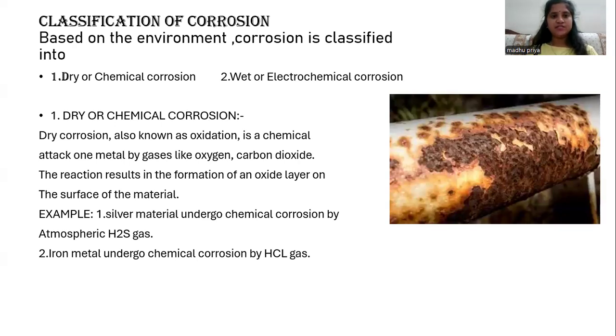Classification of corrosion. Based on the environment, corrosion is classified into first, dry or chemical corrosion, and second, wet or electrochemical corrosion. First, dry or chemical corrosion. Dry corrosion, also known as oxidation, is a chemical attack on a metal by gases like oxygen and carbon dioxide. The reaction results in the formation of an oxide layer on the surface of the material. Example: silver undergoes chemical corrosion by atmospheric H2S gas. Iron metal undergoes chemical corrosion by HCl gas.